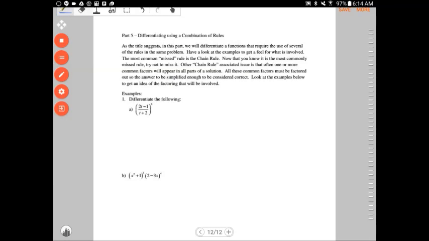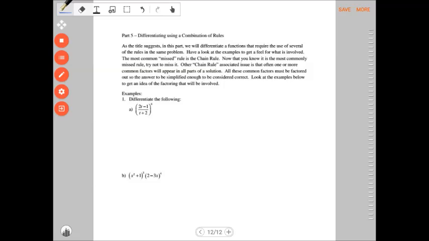Part 5, differentiating using a combination of rules. As the title suggests, in this part we're going to differentiate functions that require use of several of our rules in the same problem. The most commonly missed rule is the chain rule. And now that you know what's the most commonly missed rule, well, try not to miss it.